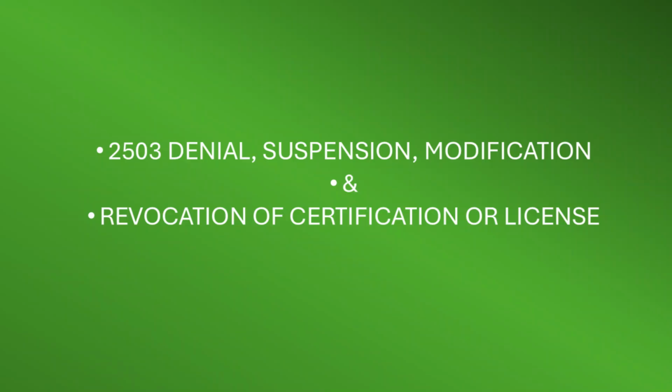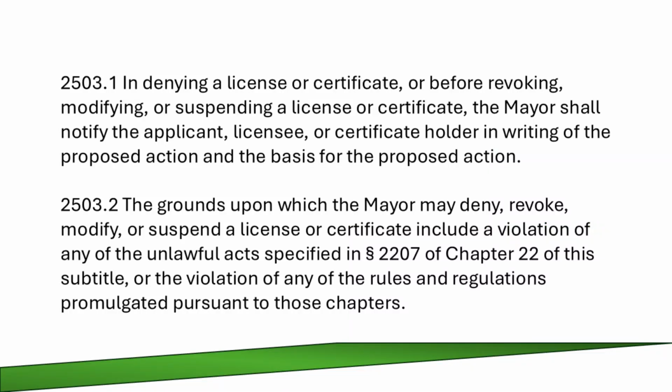2502. Stop orders and condemnation. 2503. Denial, suspension, modification, and revocation of certification or license. 2503.1. In denying a license or certificate, or before revoking, modifying, or suspending a license or certificate, the mayor shall notify the applicant, licensee, or certificate holder in writing of the proposed action and the basis for the proposed action.